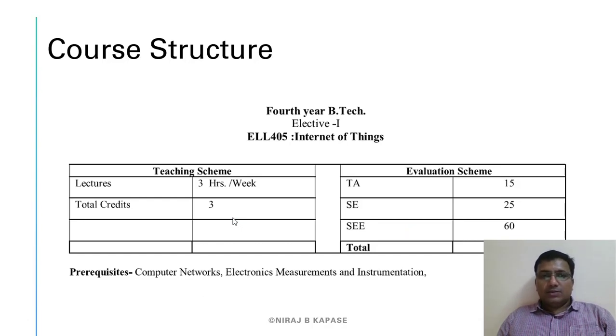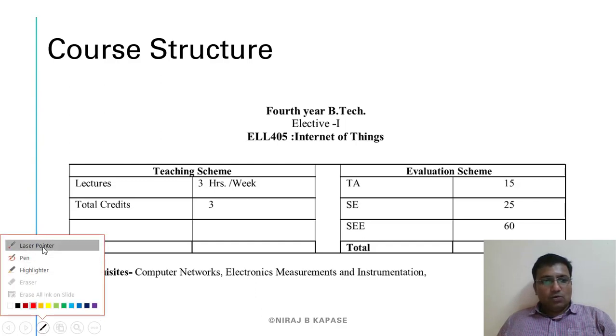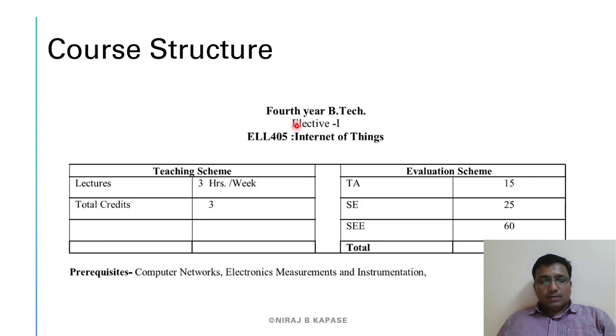First we'll see the course structure, how the course actually is. The course ID is ELL405, Internet of Things. It's a 3 credit course. So we have 3 hours per week as lecture hours, so we need to cover 3 lectures per week. Then we have teachers assessment of 15 marks.